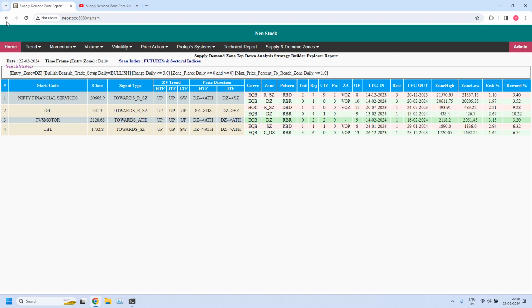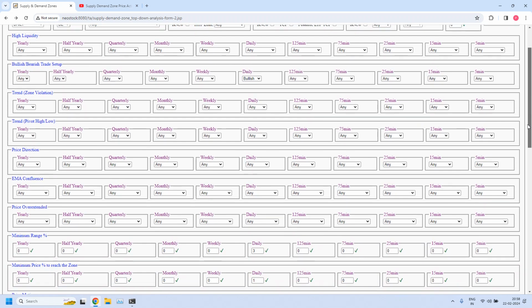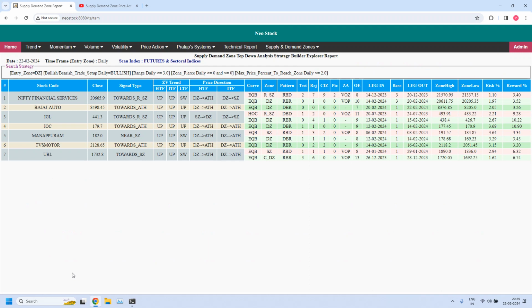Now what we do in this next report, let us increase the stocks near demand zone to 2% level. Maximum price percent to reach the zone is 2%. Now 7 stocks are there. Here also all the stocks are moving towards either all-time high or demand zone. See, it doesn't mean we won't get an entry. There is a possibility tomorrow, all of a sudden, they change the price direction, get into the demand zone, give an entry, and again they start moving up.